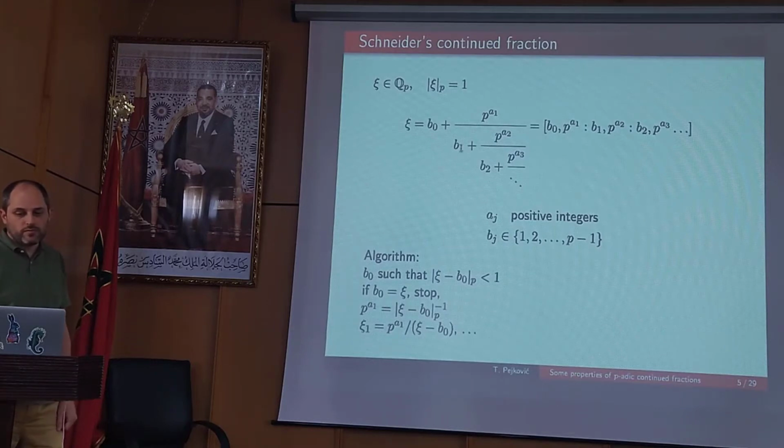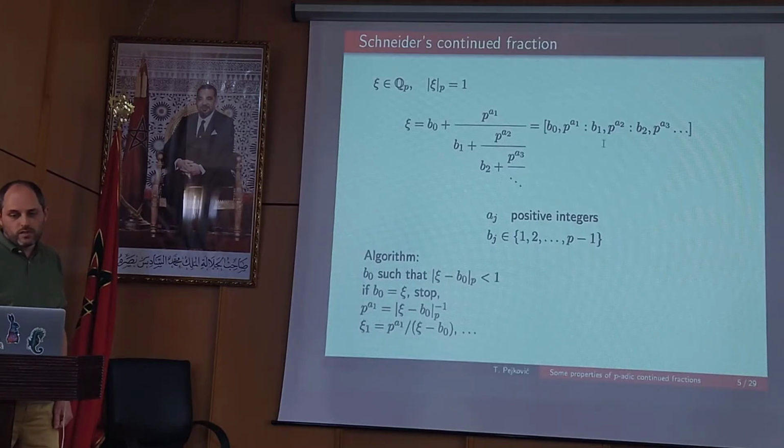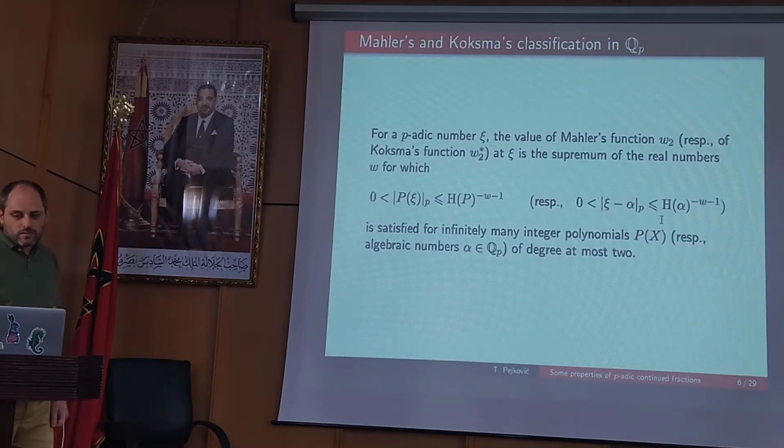We stop if some of these complete quotients is actually from this set 1 to p minus 1. Okay, so the continued fraction can be either finite or infinite. And this is a notation that I use so as not to repeat this large fraction every time. As a short motivation, I chose just one result, a motivation for the usefulness of Schneider's p-adic continued fractions in constructing numbers with required Diophantine approximation properties.